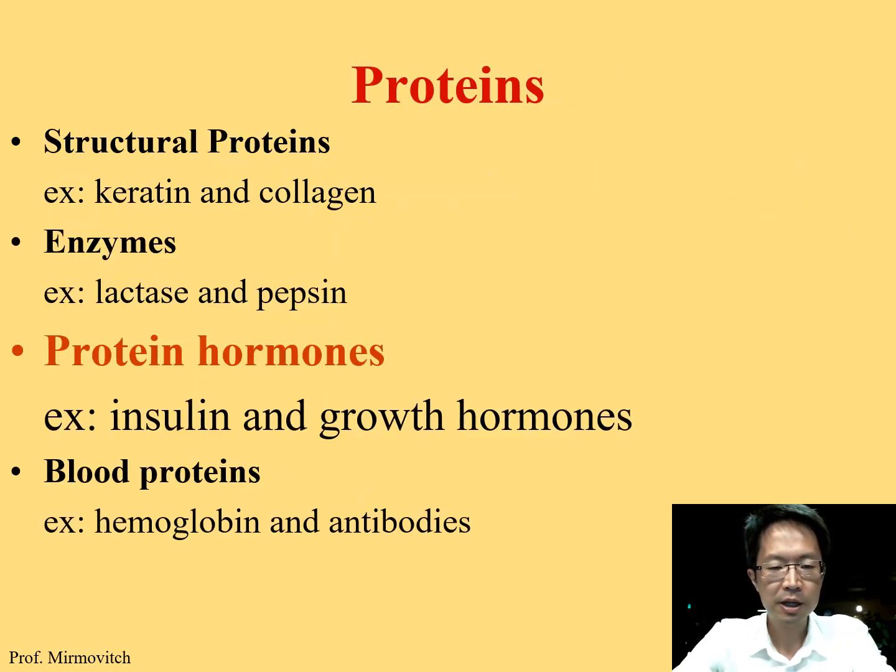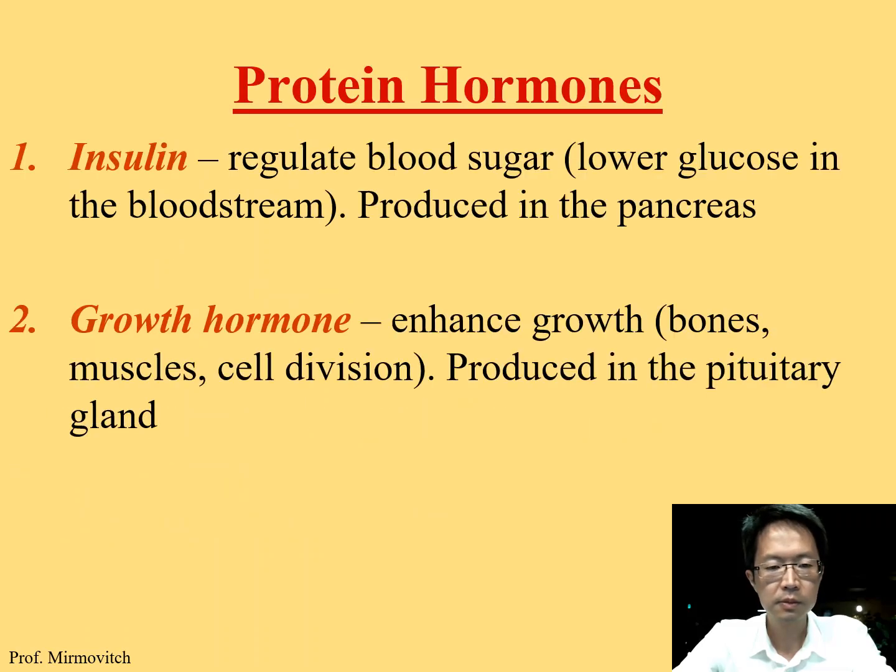And then we talk about protein hormones. Protein hormones, we gave you the examples insulin and growth hormone. Insulin regulates blood sugar level, specifically lowering glucose in the blood. So it decreases your blood glucose level, and insulin is produced in the pancreas. Remember, we talk about two different types of hormone, protein hormone and steroid hormone.